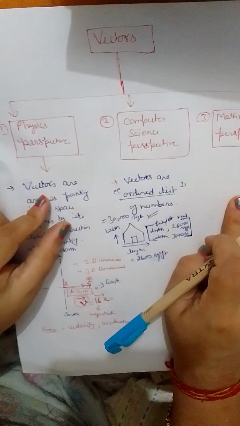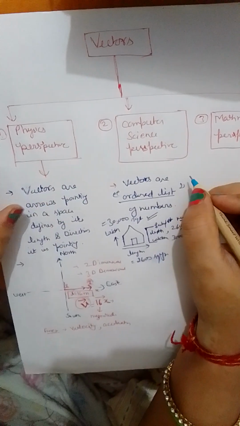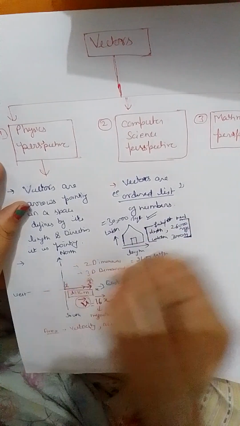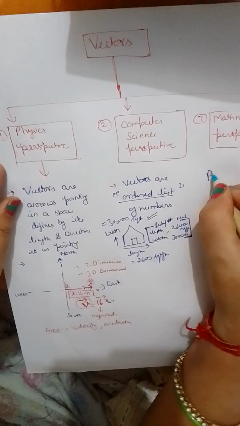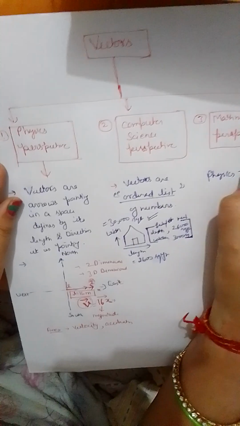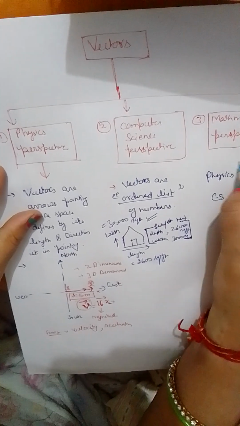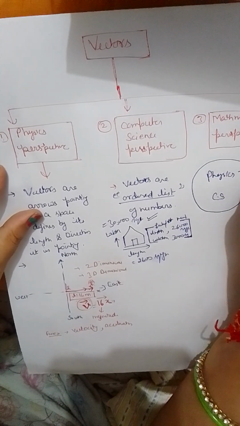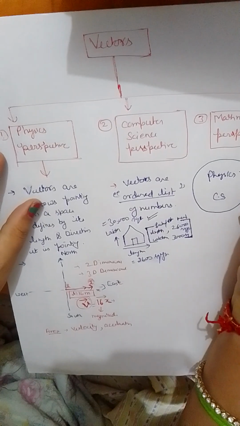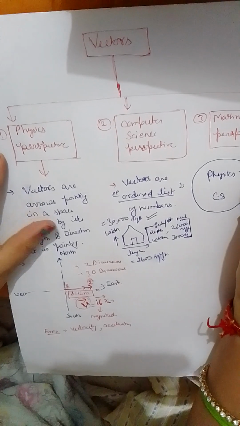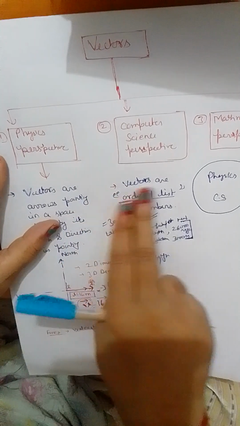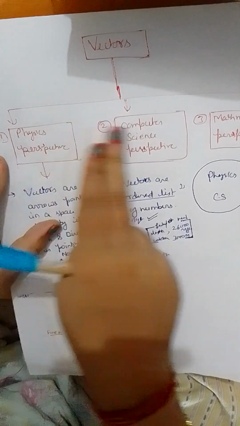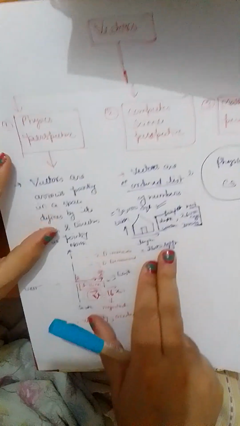But in the mathematical perspective, what do we see? Mathematical students just combine physics plus computer science. Students who are studying through maths take the perspective of both the physics perspective and the computer science perspective.